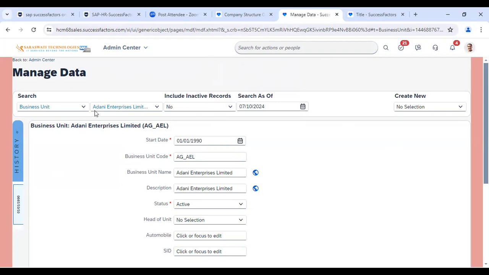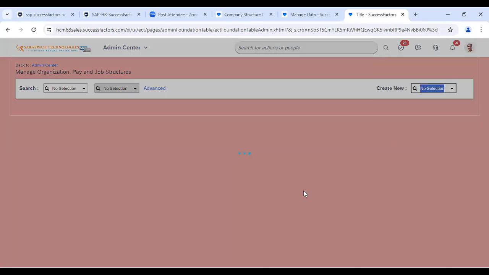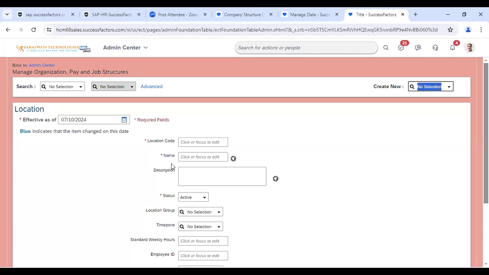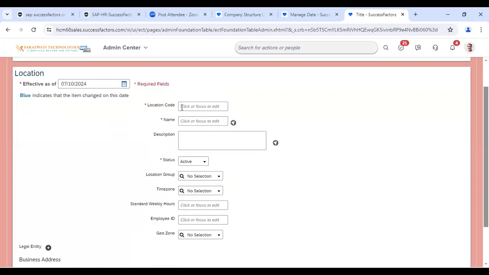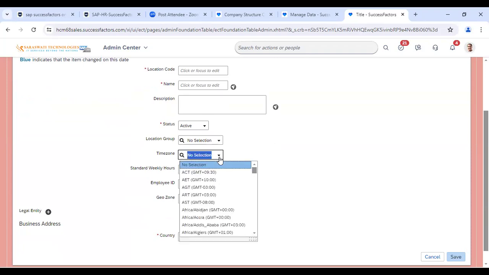In the manage job structure, you can create the locations also. The location code is very important. For Delhi location, you can create here DL, that is the code for Delhi. For description you can give the reporting location or the working location, that depends on the requirement. Location group we can make here, that is fine, otherwise we can leave it blank. Time zone we need to set, that is IST zone, EST zone, whatever zone we are working in.